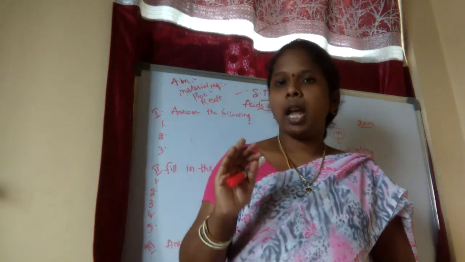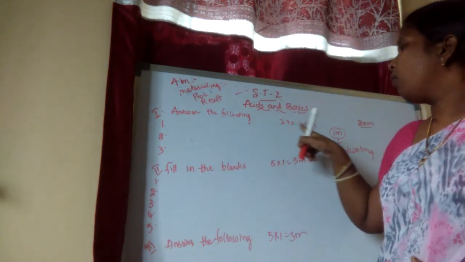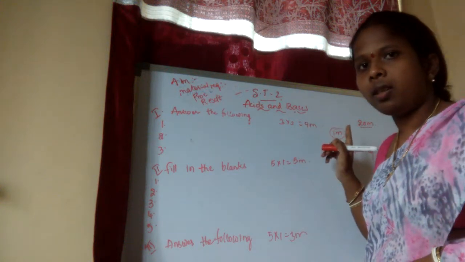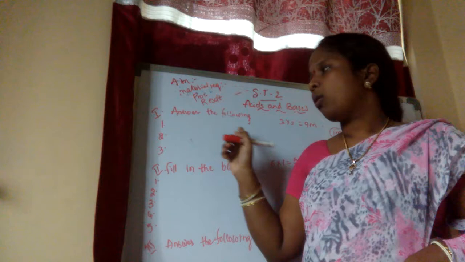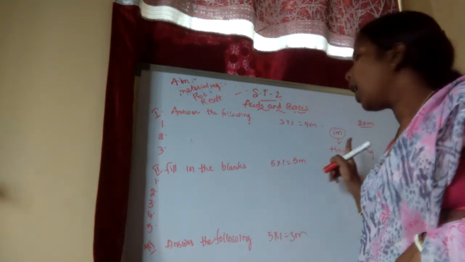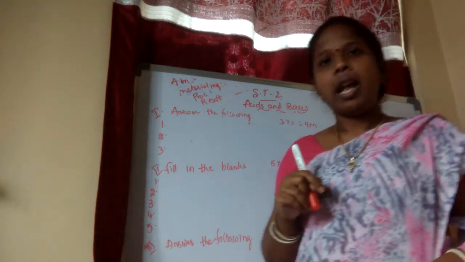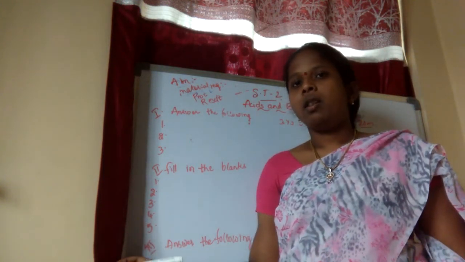I want neat handwriting. I didn't say no? First, 1 mark is for handwriting. That is common. So 3 3s are 9, 5 1s are 5, 5 1s are 5, and 1 mark is for handwriting. Okay, children. I hope everyone is clear up to here. So this is our ST.